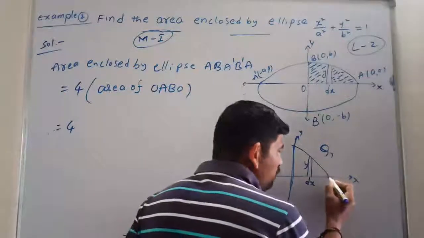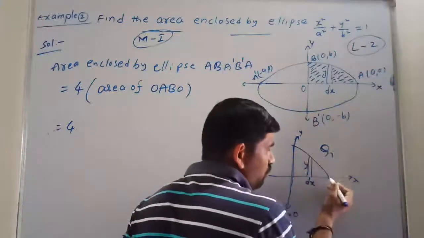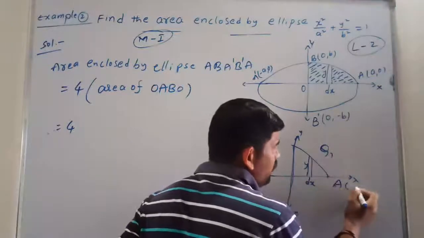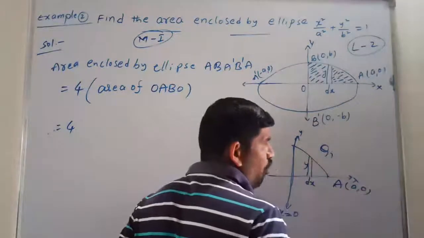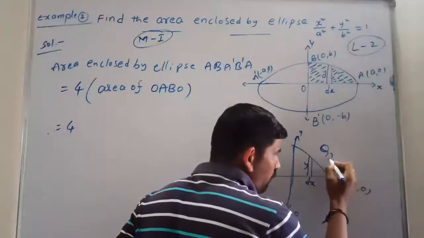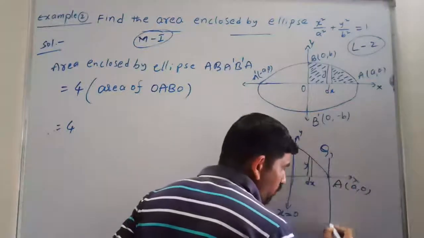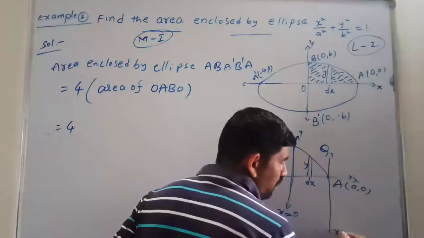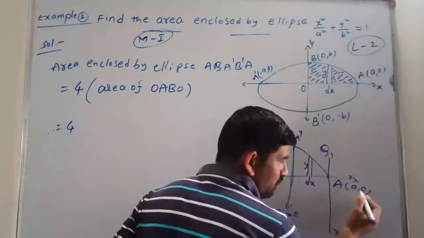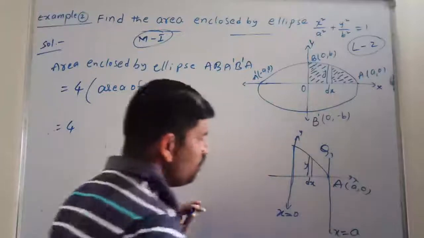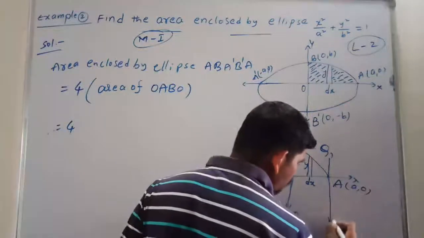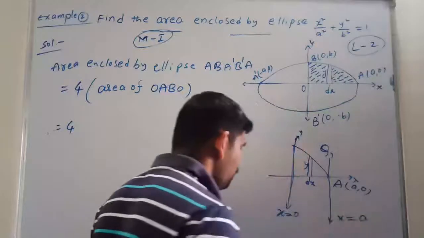And here we are finding the area of the curve which cuts the x axis at point A, the coordinates of which are small a comma 0. Whatever vertical line we draw through the vertex A, definitely the equation of that line is x is equal to a. If you are not able to see it, I will write it here. Now observe, so you are able to understand.